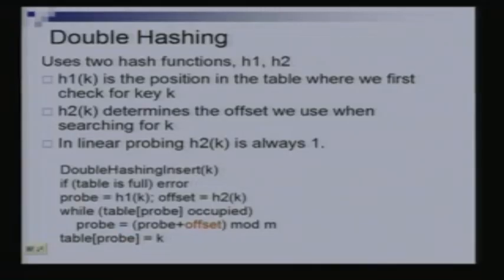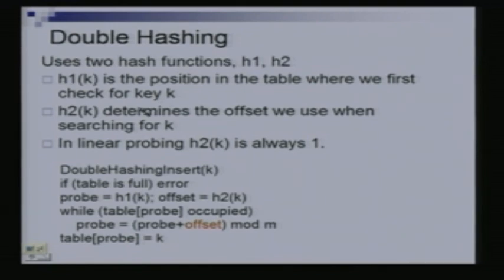So I'll now come to the other open addressing technique. We looked at linear probing: we compute the hash function, we look at that location, the next location, and so on. In double hashing, we have two hash functions, h1 and h2. The value of h1 gives me the first position where I am going to look for that key k.